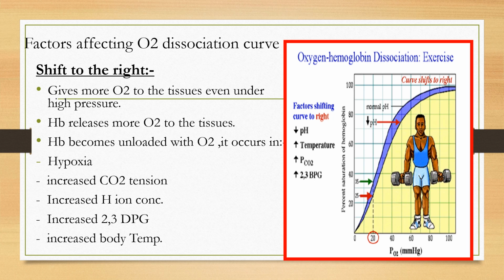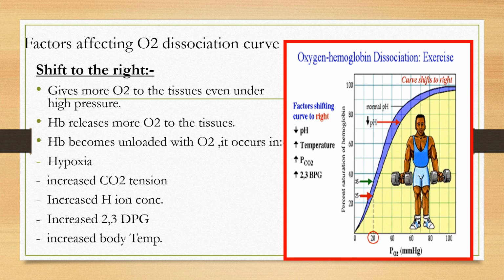When we are at 20 millimeters of mercury PO2, normally saturation will be about 35. During a shift to the right, with 20 millimeters of mercury tension, saturation becomes 25, meaning less saturation. It means that we give oxygen more rapidly. So a shift to the right gives oxygen more rapidly, more unloading of oxygen to the tissues, even under high pressure, or releases more oxygen to the tissue.